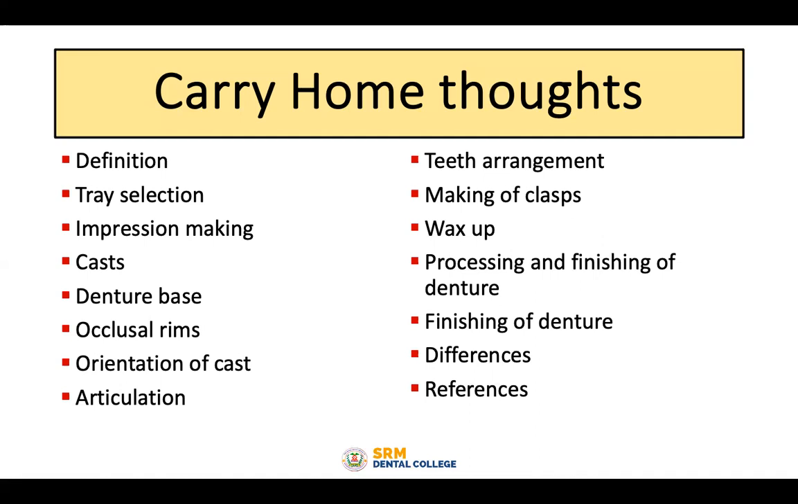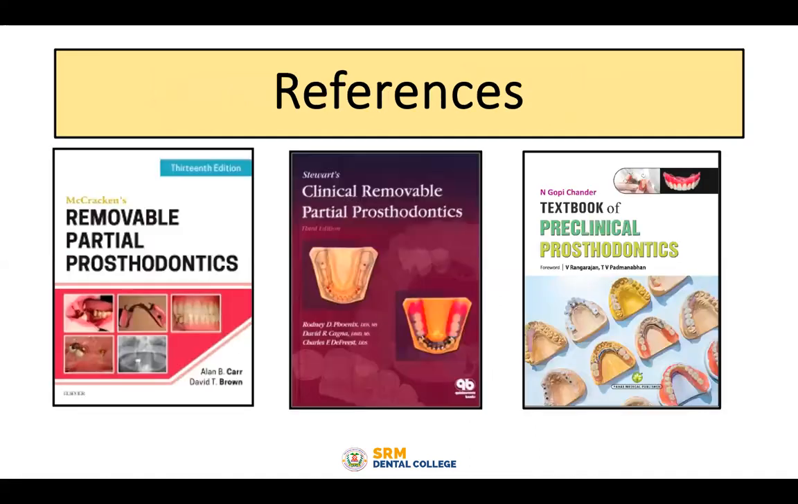And the references from where the data can be obtained for acrylic partial dentures. These are the references that I happen to use: McGregor's Removable Partial Dentures, Stewart's Clinical Removable Partial Prosthodontics, and the Textbook of Preclinical Prosthodontics. These references mostly discuss cast partial dentures, and there are a few chapters that discuss acrylic partial dentures. It's mandatory for a clinical student to understand the differences between the cast partial denture and the acrylic partial denture, and also understand the science of fabricating acrylic partial dentures.